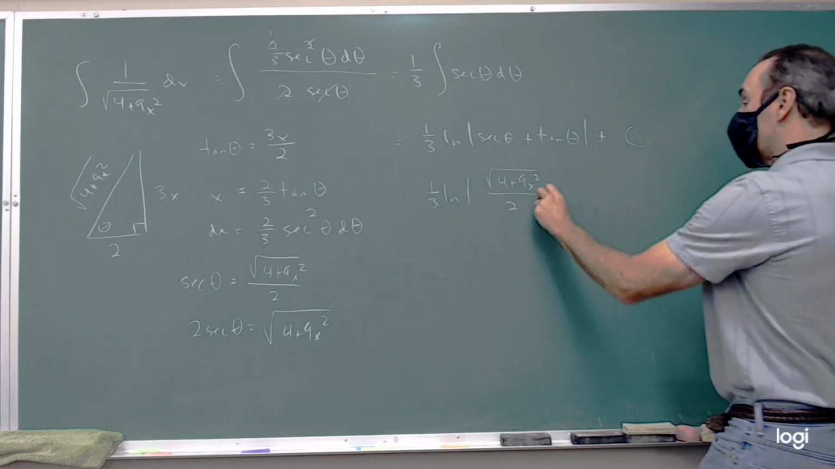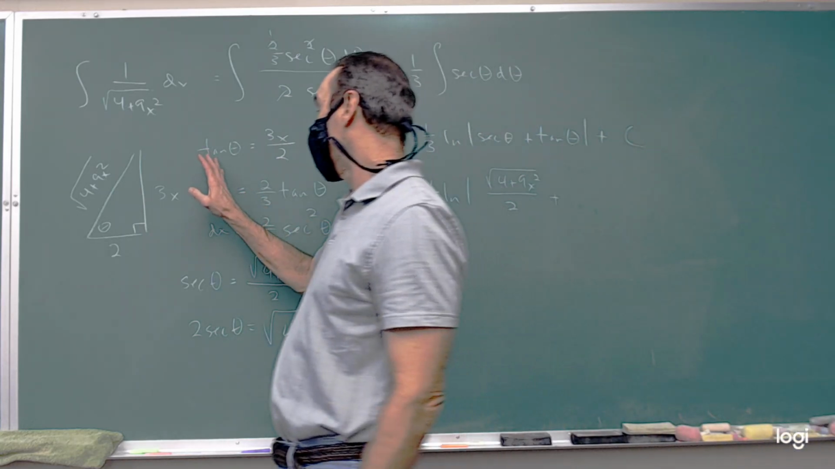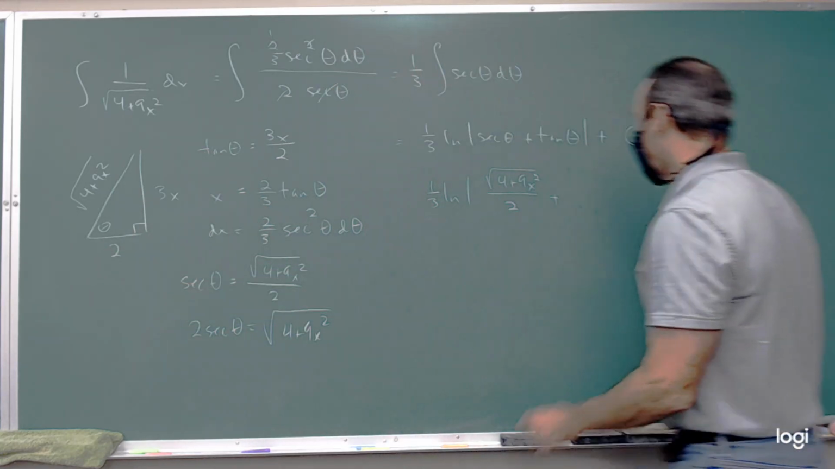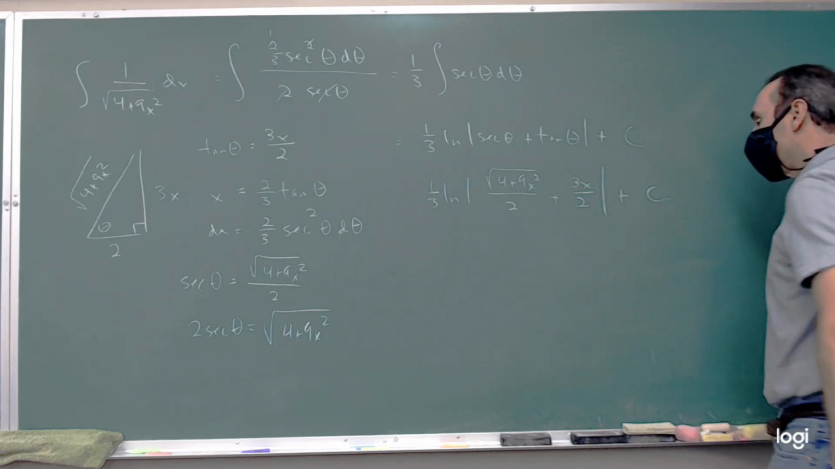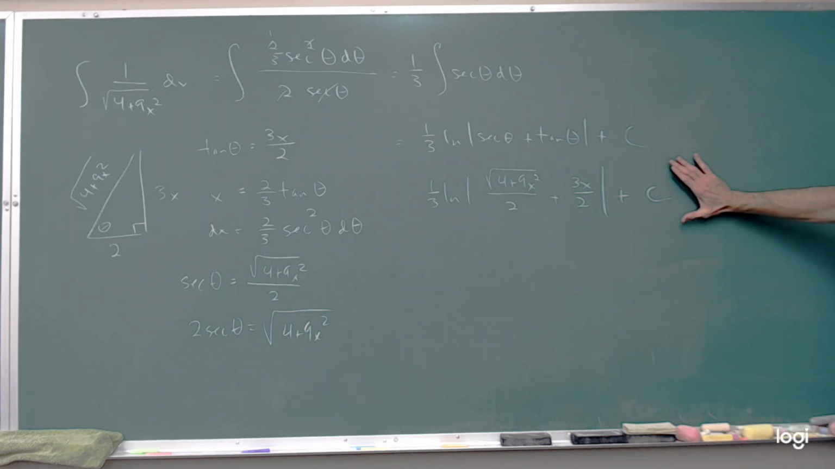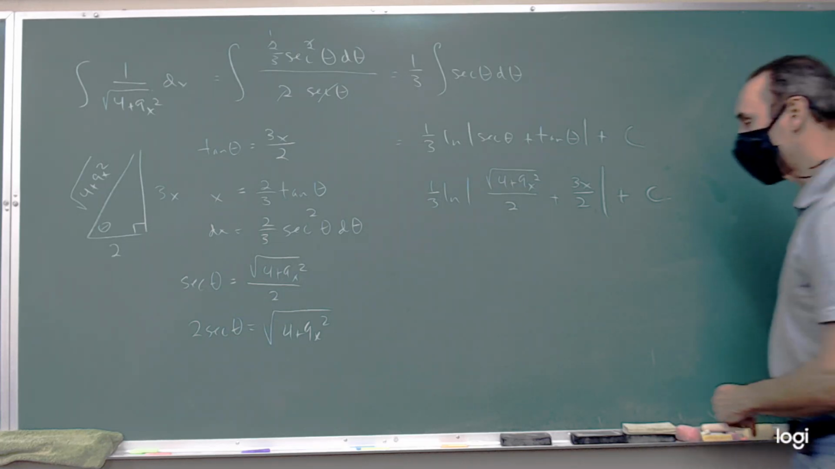Plus our tangent of theta, which is opposite over adjacent, 3x over 2, plus c. Now, this would be the correct answer. I don't think this is going to be like this. If this was a problem that you were checking the answer in the back, you wouldn't see this answer, because here's what they are going to do.